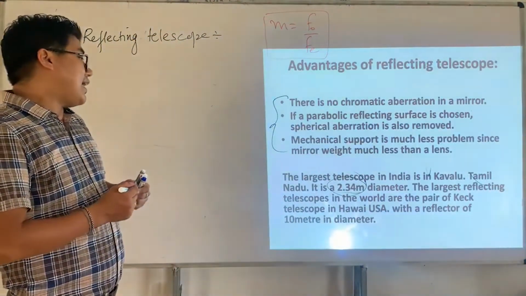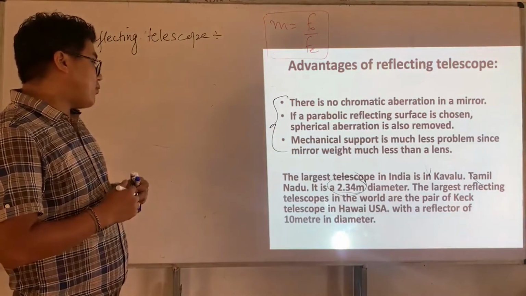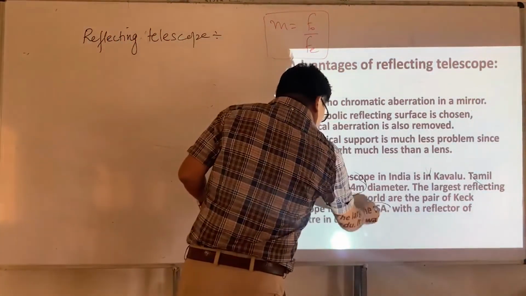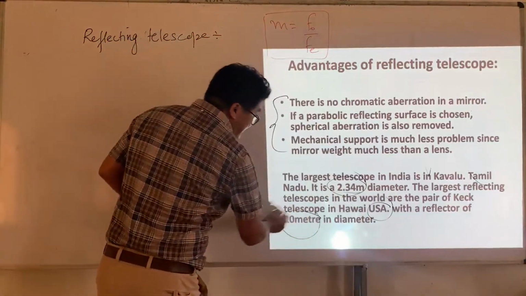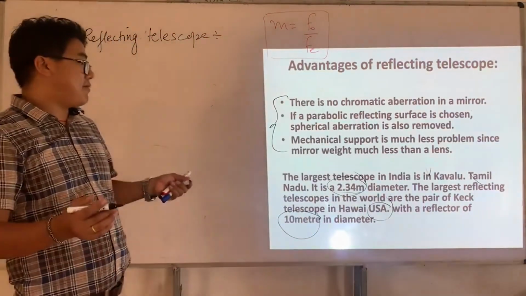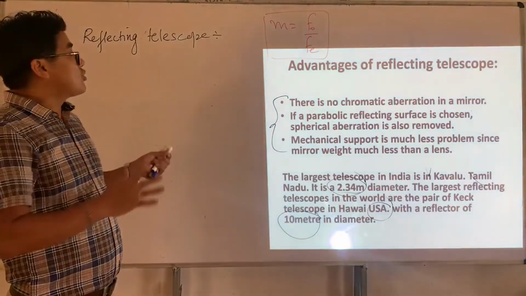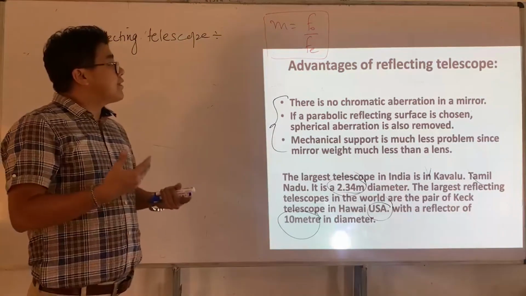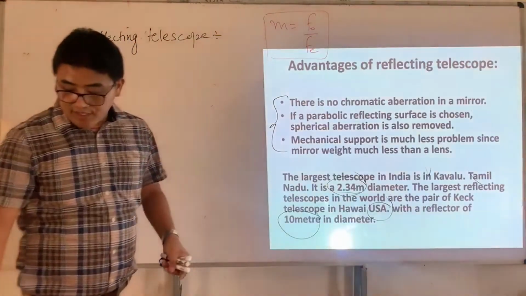And the biggest telescope, the largest telescope in the world, is found in the United States of America, that is Hawaii. The size is 10 meters. Size is 10 meters in diameter. So this is what we have. So therefore a reflecting telescope is much superior to a refracting telescope. Why? Because we are able to remove all these difficulties.